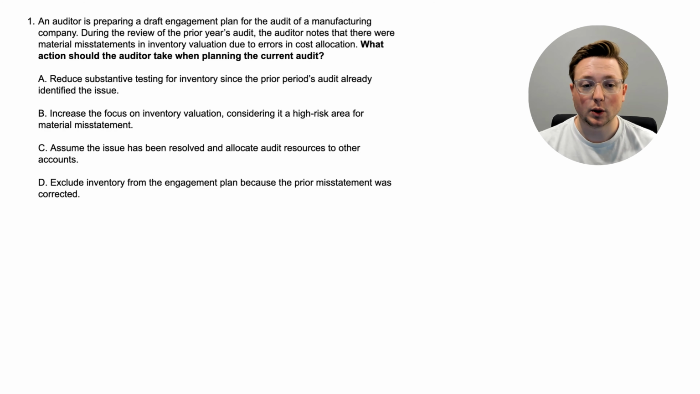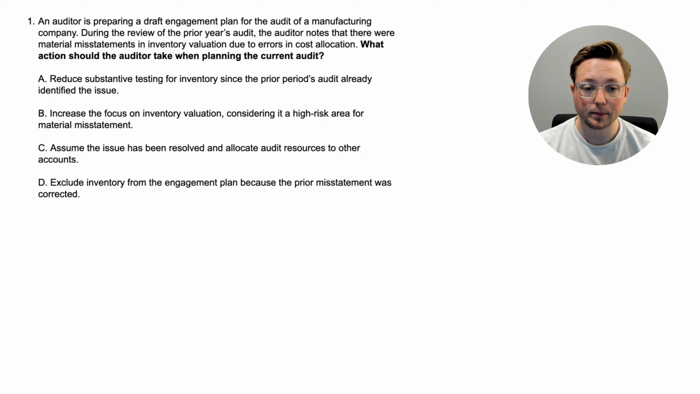All right, here we are at question 1. Let's just dive straight in. Something I always like to point out is reading the last part of the question first. This frequently gives you context for what the question is talking about, so that you can then read through the rest of the question and have an idea for what you're supposed to be looking for, and you can already be thinking of an answer by the time you get to the bottom. So let's read the last part of the question first. What action should the auditor take when planning the current audit?